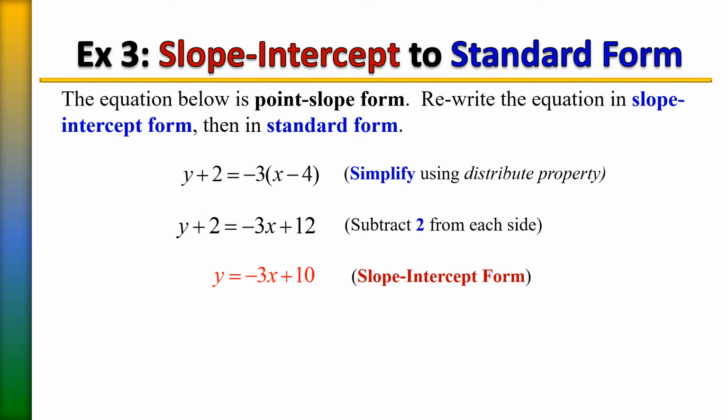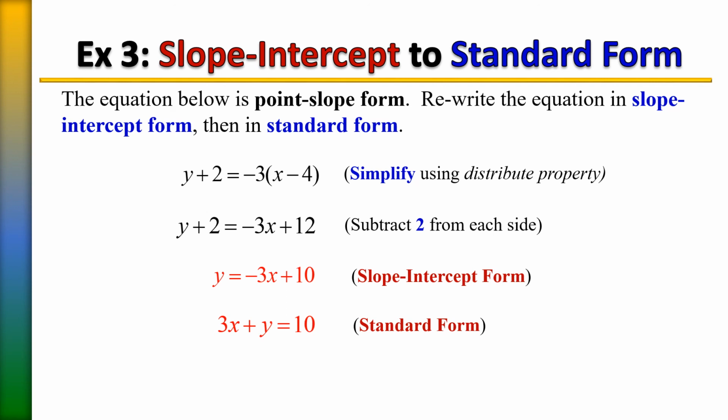Lastly, we want to write it in standard form, and to do that, we just simply have to do one step. Remember, standard form is where x is first, then y, and then the number by itself is on the other side. So all we have to do here is simply move negative 3x from the right side over to the left side. And to move it, we have to do the opposite operation. The opposite of negative 3x is positive 3x. So once we add 3x to each side, we have the equation in standard form, which is 3x plus y equals 10. And there you have it.